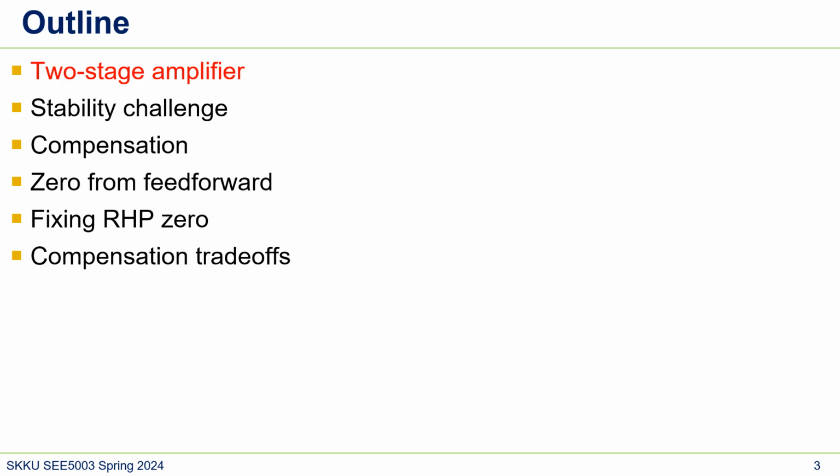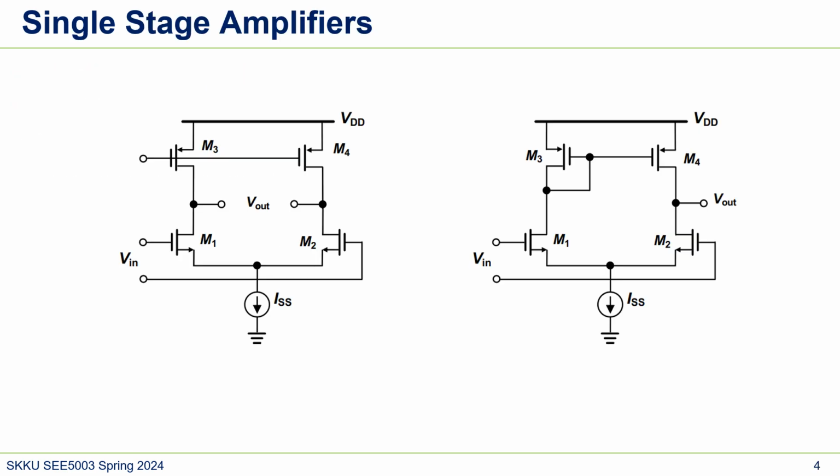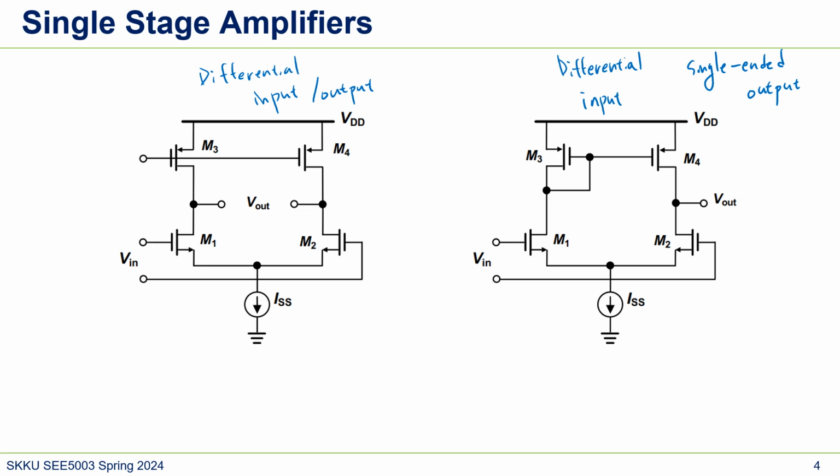Here's the outline, two-stage amplifier. Here's the single-stage amplifier example. We already learned about this. Those are both differential inputs, so this is differential input and output. This is differential input but single-ended output, right? So both of them are single-stage amplifiers.